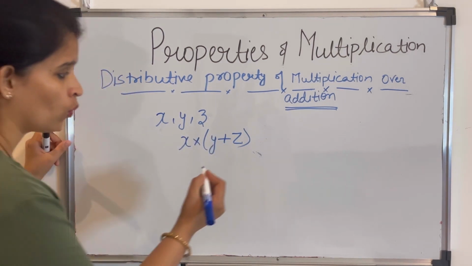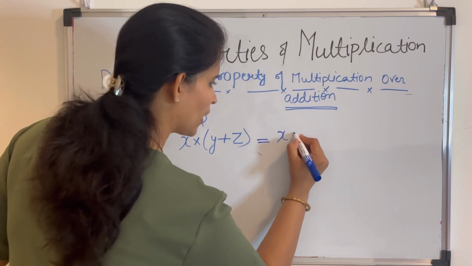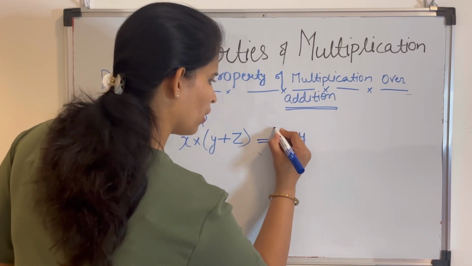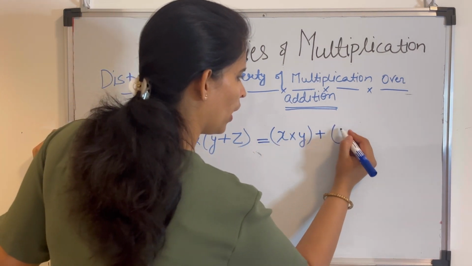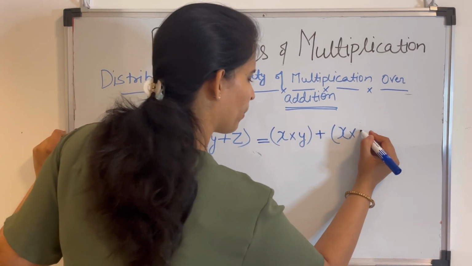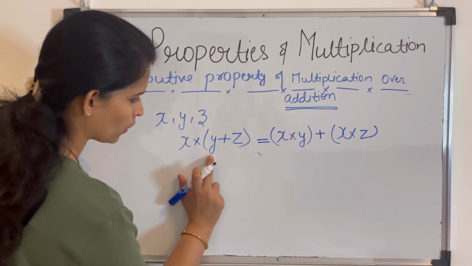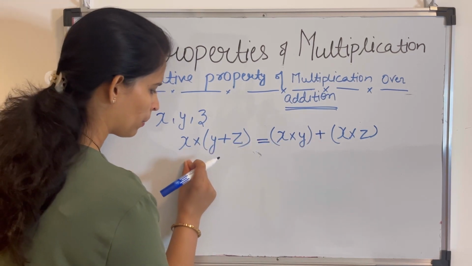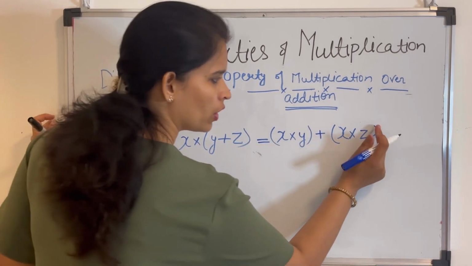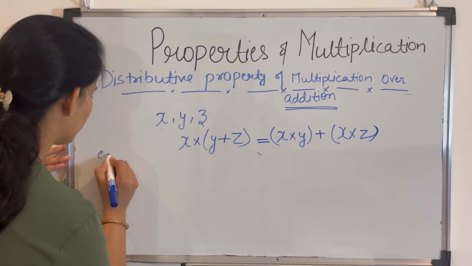How will we solve it? We'll do x multiplied by y, in one bracket, the addition stays here, and x multiplied by z. What I have done is first multiplied x with y, then the addition is as it is, then I multiply x with z. So let us understand through one example.